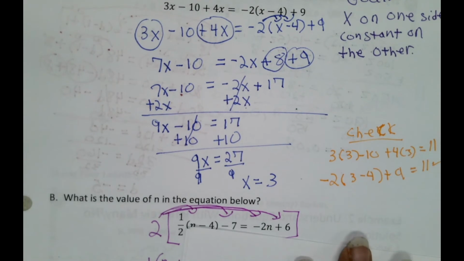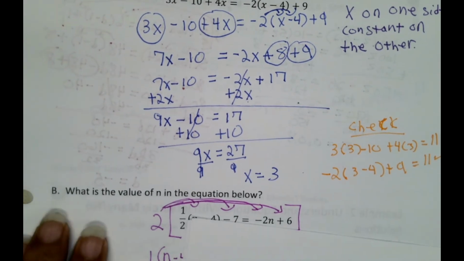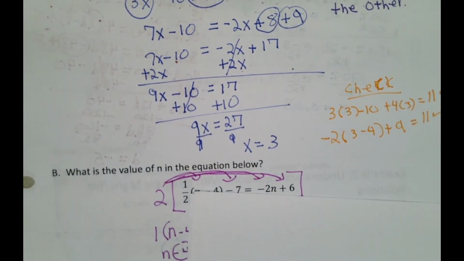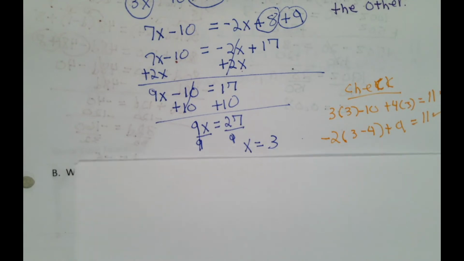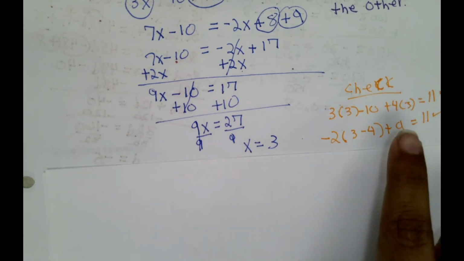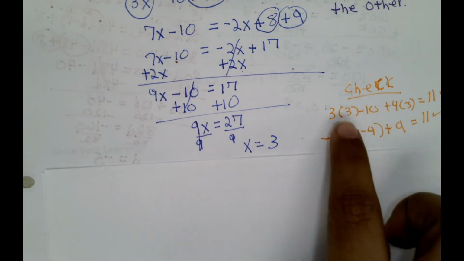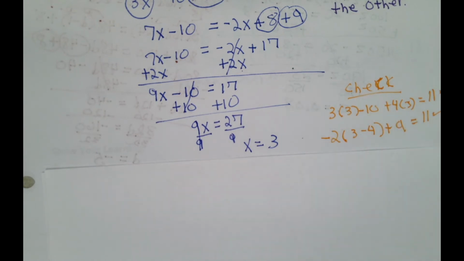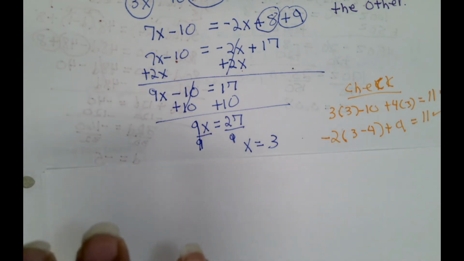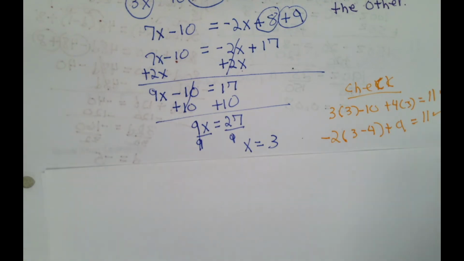Now I want to point your attention here to our check. I'm not going to check every single one, but I do want to show you that if you plug in your answer x equals 3 into every place you see an x, then it should come out 11 equals 11, or whatever number is equal to the other number, because it is saying this equation with variables and this equation with variables are the same.